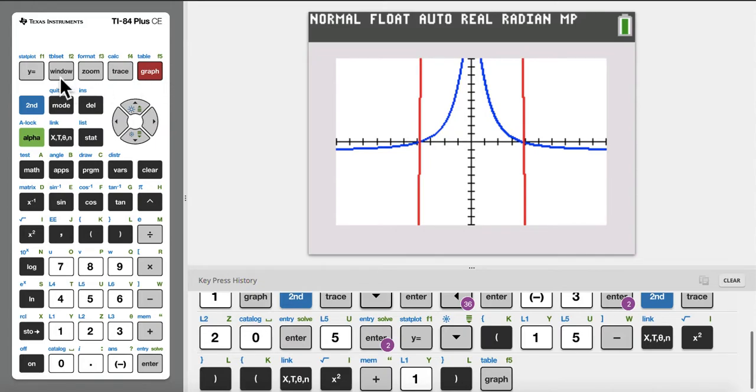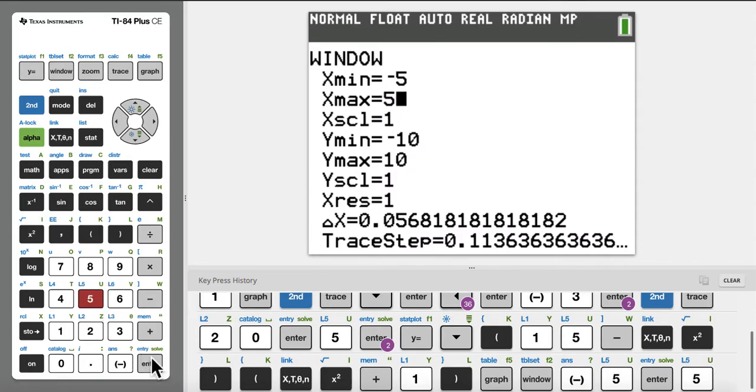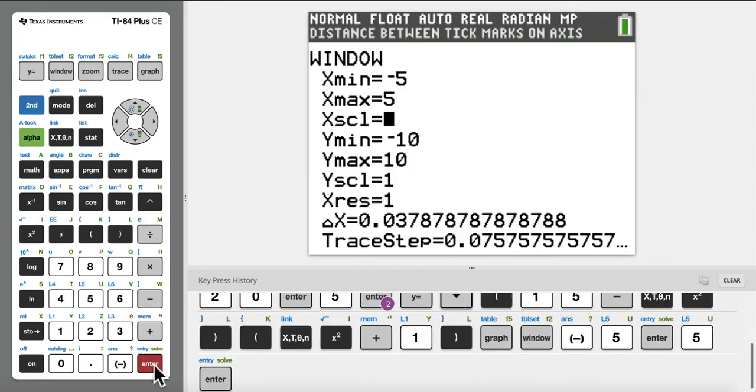So to change the window, you just go over to the window button, the second function button along the top. And we get all of our settings here. Right now it says that our minimum x value is -10 and the maximum is +10. So our x-axis goes from -10 to +10, and an x scale of 1, which means there's a tick mark at every unit along the x-axis. Now let's change that to go from -5 to +5. So we just hit -5 as our minimum x value and +5 as our maximum x value. And I'm going to leave that x scale the same.